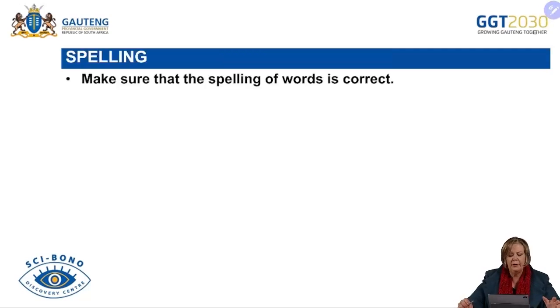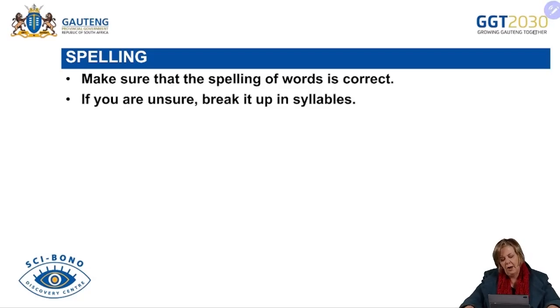Spelling, short and sweet. Make sure that the spelling of words is correct. As I said before, we do not count the spelling errors and then give you a mark based on that. But sometimes if you spell a word wrongly, it obscures meaning yet again. So try as far as possible to keep the spelling correct. If you are unsure, break it up into syllables. A word like extraordinary, for example: extra, or, di, nary. Remember when you did that in grade 1? That was the purpose. You had to break it up into syllables so that you can actually write down what you hear.